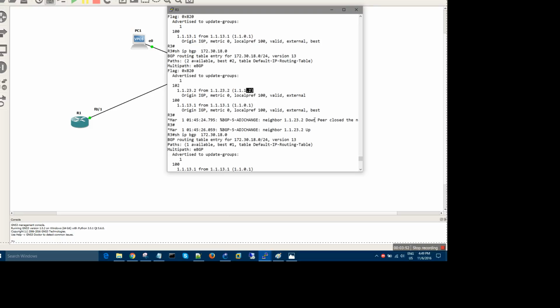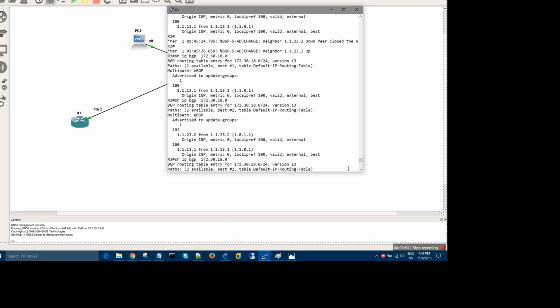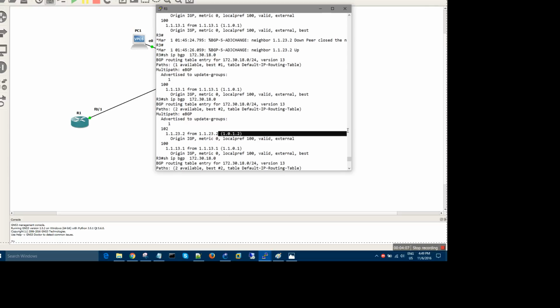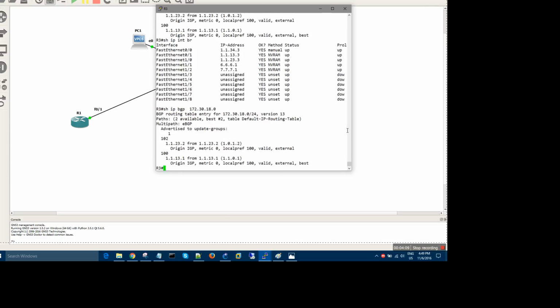Now I change back to 1.1.0.2, 1.0.1.2, shorter than this router ID, but still it's not taking the best. So even though router 3 has a lower router ID, it's not the best. Why? Very simple, because this is the oldest in the routing table.